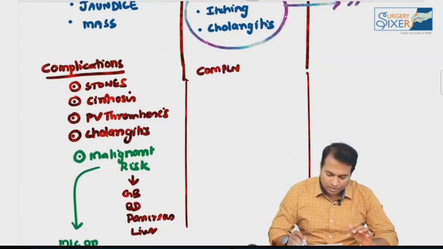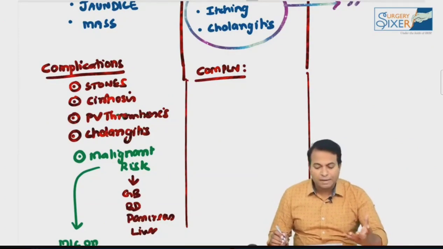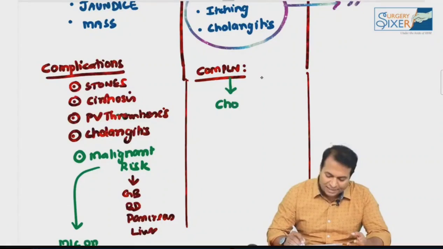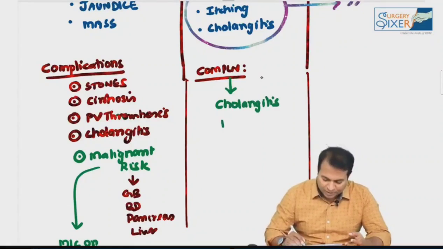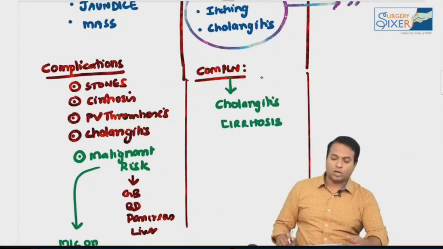What is the complication of EHBA? Because young, small, thin babies get obstructive jaundice, they will go for cholangitis and gradually develop secondary cirrhosis of the liver. So cholangitis and cirrhosis are the 2 important complications of EHBA.